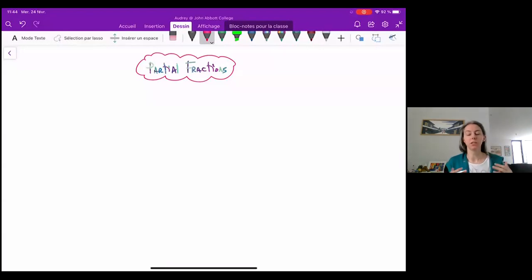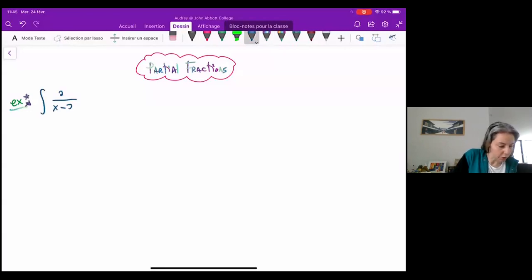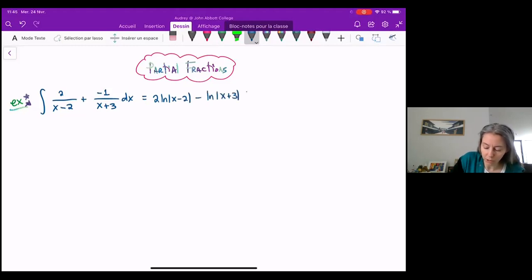What partial fractions is, I like to think of it as undoing addition of fractions. So let's get into it to make that make sense. Let's say that I have, for example, the integral of 2 over x minus 2 plus negative 1 over x plus 3 dx. Well, that's a really simple integral. I can just immediately say this is 2 ln of the absolute value of x minus 2 minus ln of the absolute value of x plus 3 plus a constant.